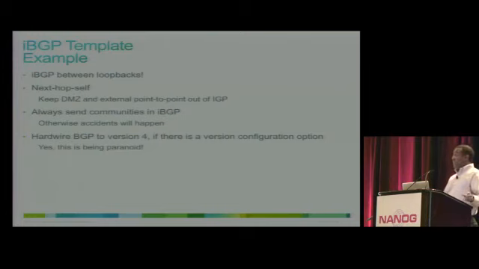For example, our iBGP templates may contain things like next-hop-self for all iBGP peers. You can say, do my iBGP session from the loopback IP address. You can also say, send communities.